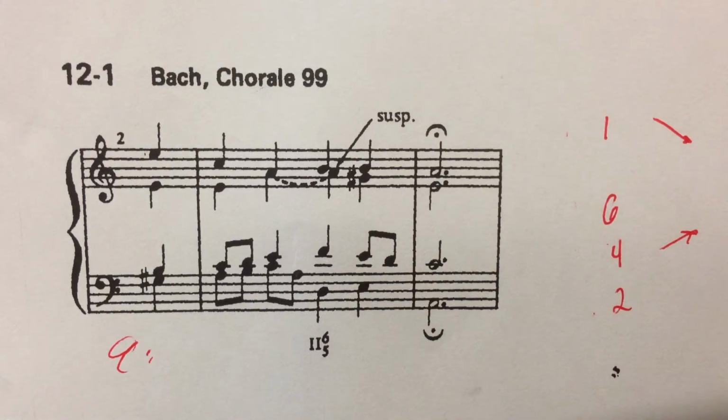We're going to look at this in the music of Bach. Here's chorale number 99 in the key of A minor. And here is your supertonic chord. And notice in this case, it's in inversion. So it's listed as 2, 6, 5.